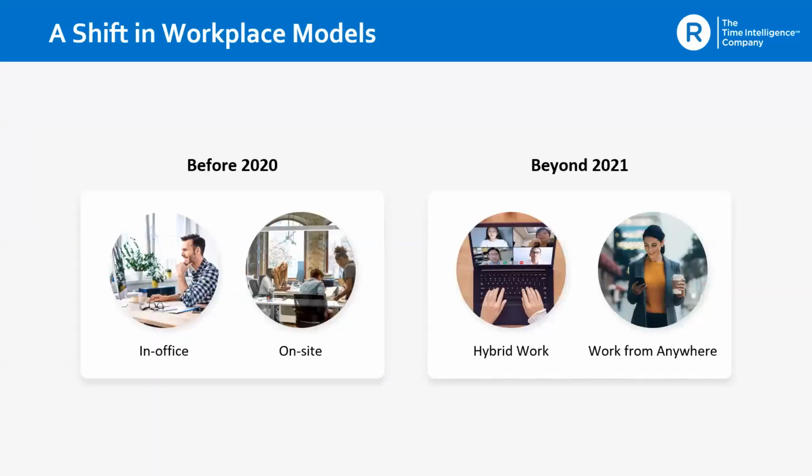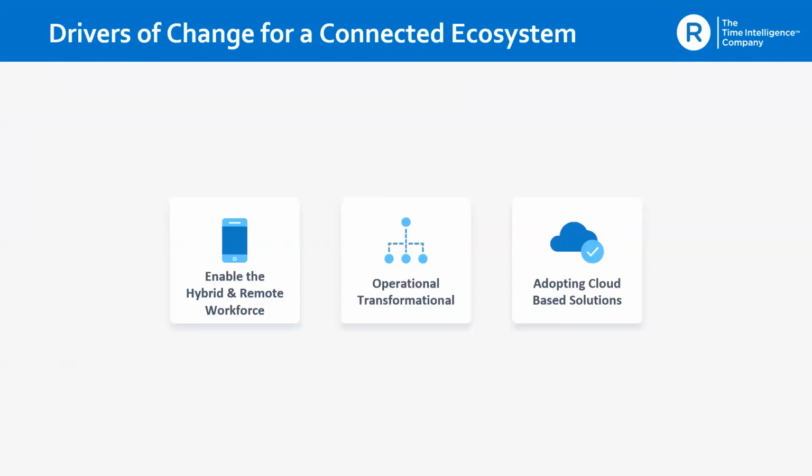There has been a sudden shift in the workplace models in the past year, 2020 compared with 2021, with hybrid work and work from anywhere models gaining more popularity. Digital agility is leading the way for organizations to adopt company wide transformation. Key drivers influencing the change are enabling the workforce with new digital tools, operational transformation that will help seamlessly connect to the entire ecosystem, and adopting a cloud based solution that brings more value to the business with speed, deployment, efficiency, cost reduction, data security, and so much more.